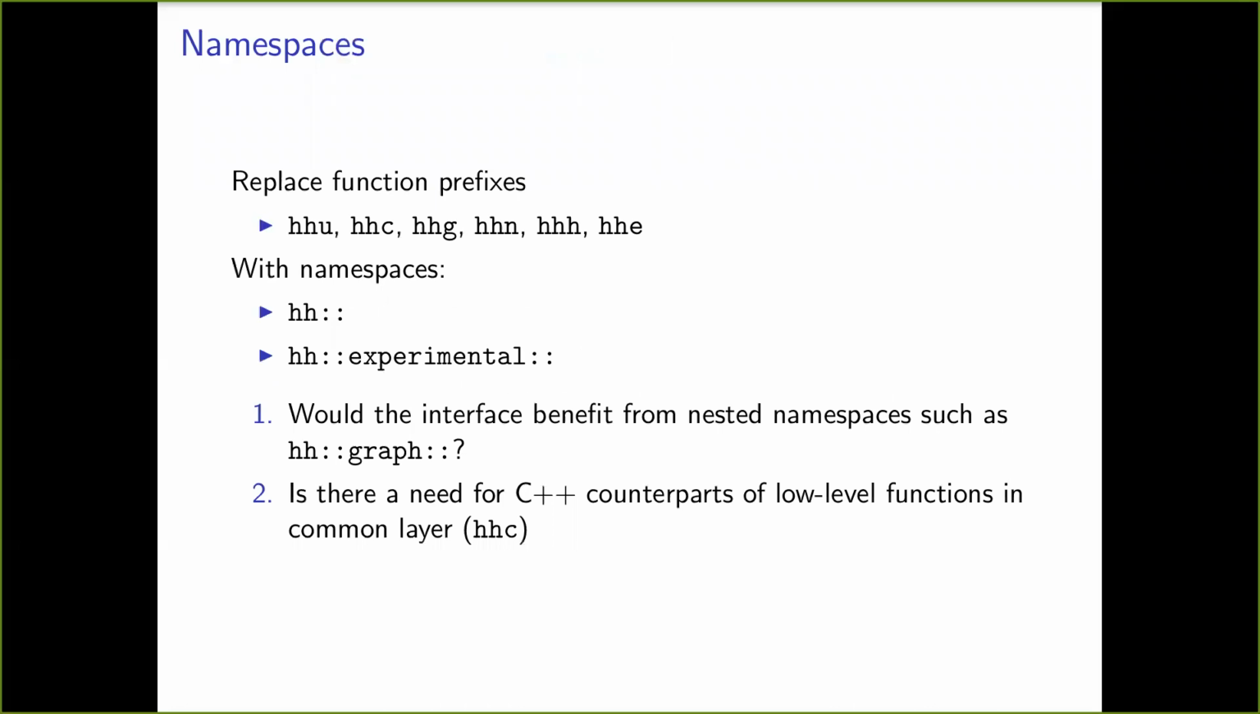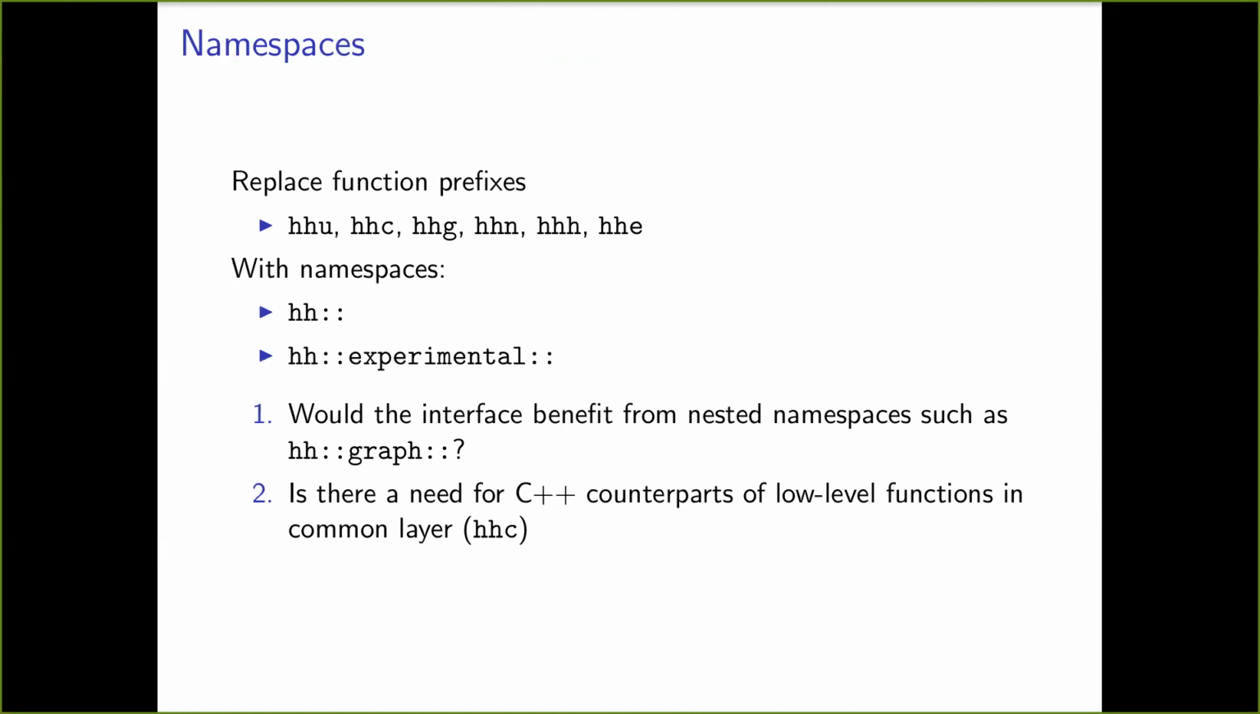So with the namespaces, this is actually a very simple change. In HiHat, we have function prefixes, which are supposed to notify the user in which module this function belongs. So we have functions in the user layer, in the common layer, which is, if I understand correctly, more low-level functions which are used by HiHat directly and are not used by HiHat users. There are functions for graph, functions which can create values, functions considered experimental.